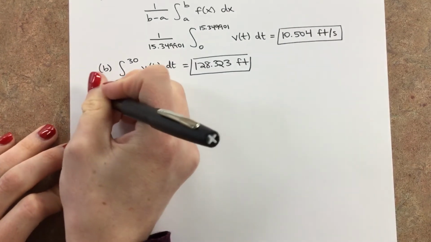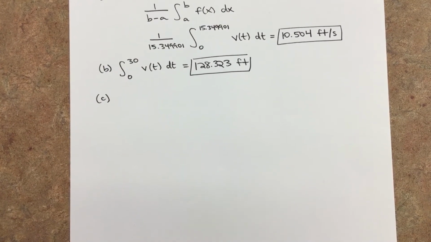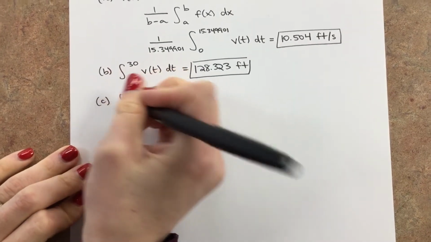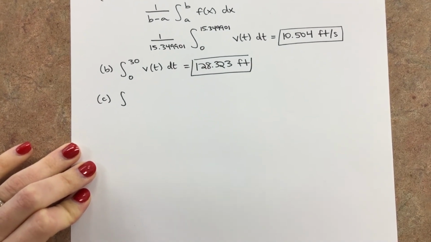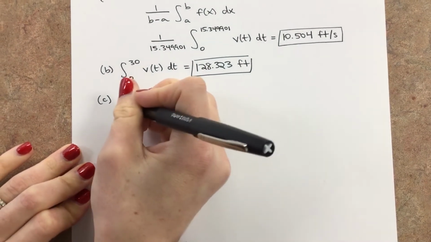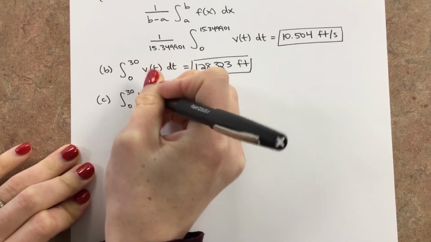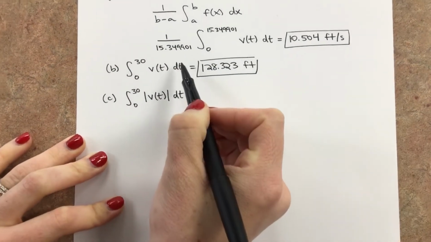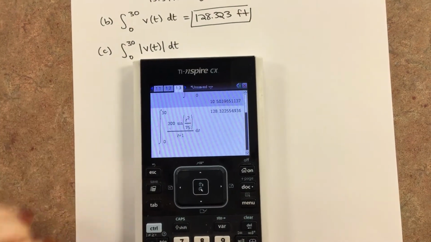Part C says find the total distance that he runs during those 30 seconds. So the difference between displacement and total distance traveled is that for total distance, you put absolute values around the velocity. So for total distance, you're integrating speed because you don't care if something is moving in a forward or a backwards direction. You just want to know how far they went. And so that involves throwing absolute values around. This gives you displacement. This gives you total distance traveled. So you will see that there's a big difference there.